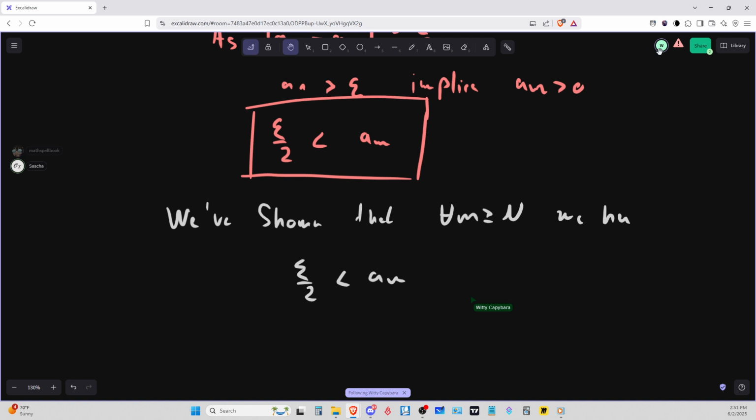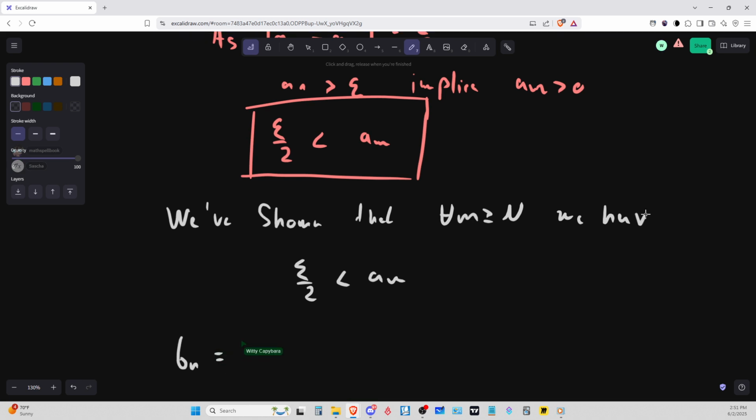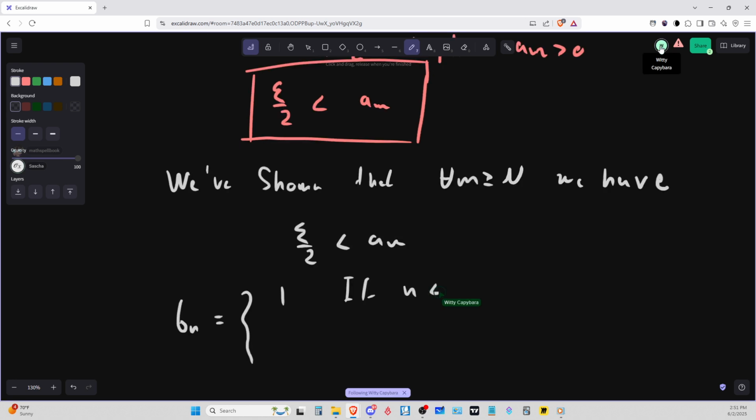Now we're going to apply the strategy that I told you before. We're going to set Bn to be equal to 1 if n is less than big N, and An if n is bigger or equal to big N.